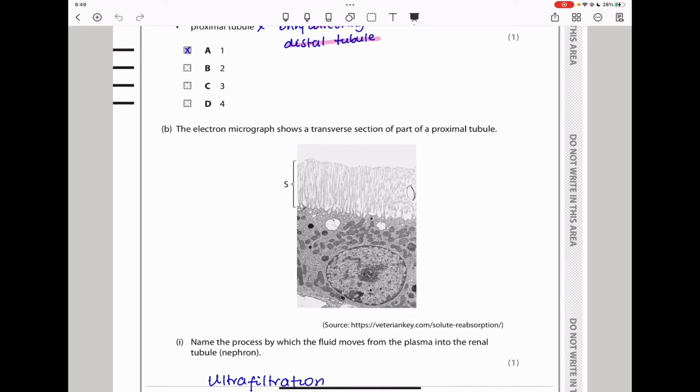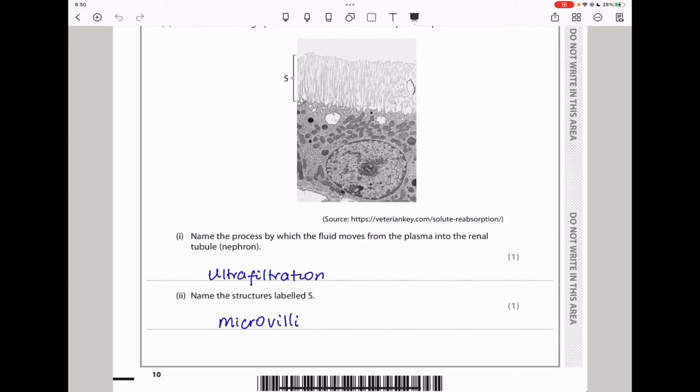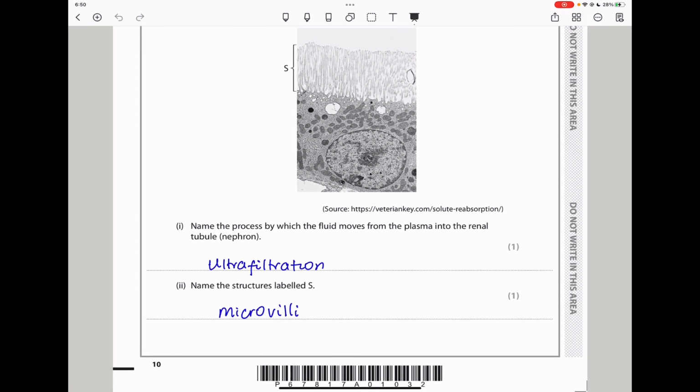Moving on, they say the electron micrograph shows a transverse section of part of a proximal tubule. This is what they're talking about. They say name the process by which the fluid moves from the plasma into the renal tubule. This is by ultrafiltration, so that is why I put it here, as this fluid leaves the tiny blood vessels to go into the space surrounding that. So part 2 says, name the structure labeled S. These are tiny, tiny projections. You can see those are microvilli, and I wrote it here. Let's continue to the next page.